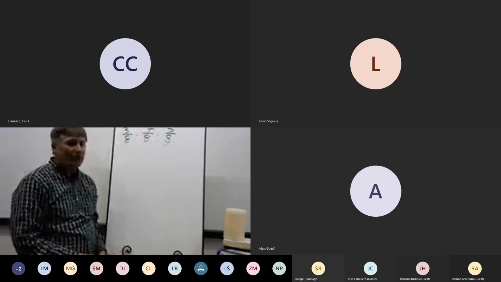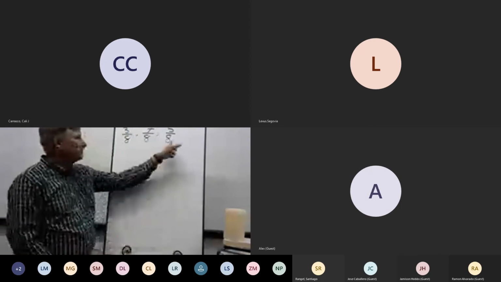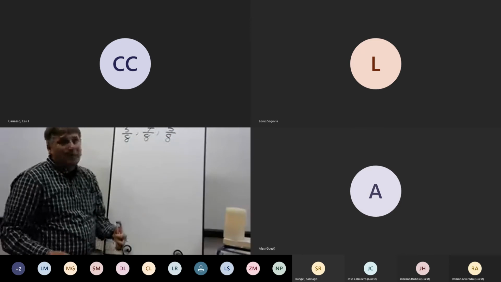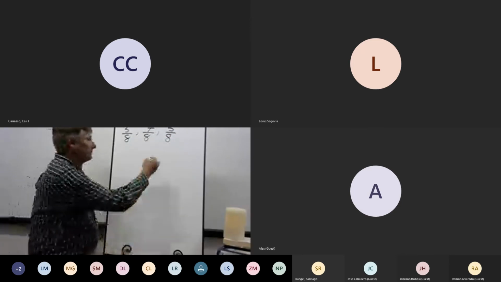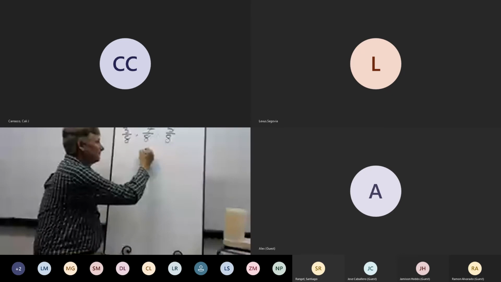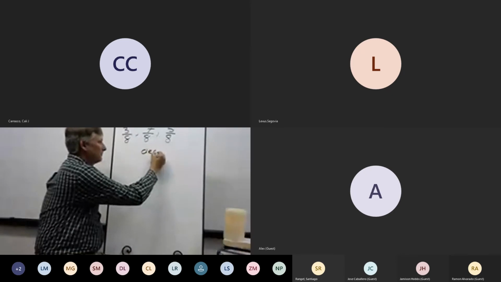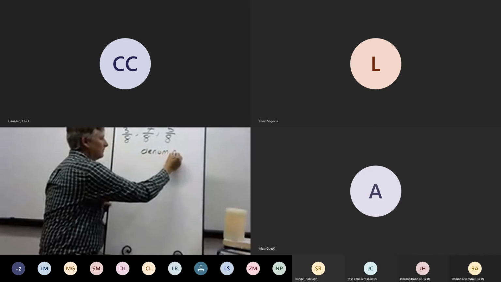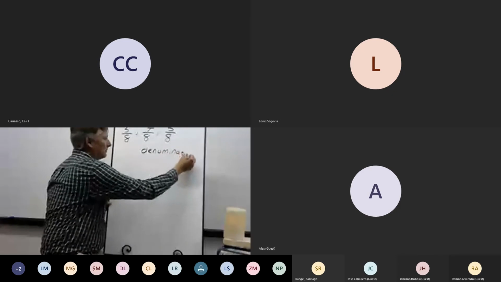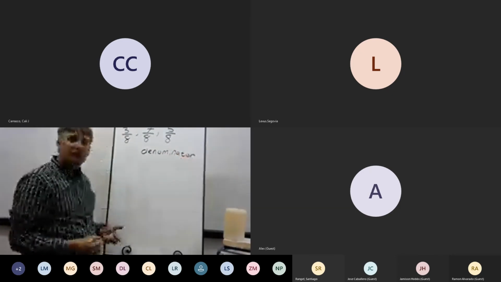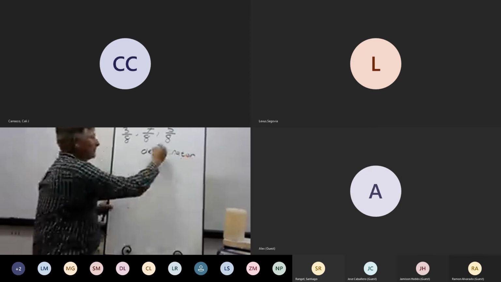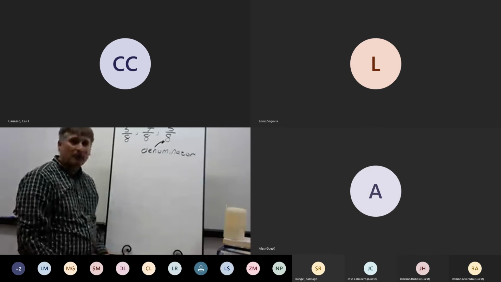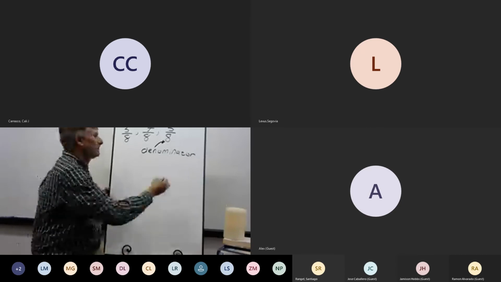Now, I want to give you some vocabulary. I've been using the term bottom number and top number. The more exact names for these: bottom number, we call that the denominator. The top number we call the numerator.